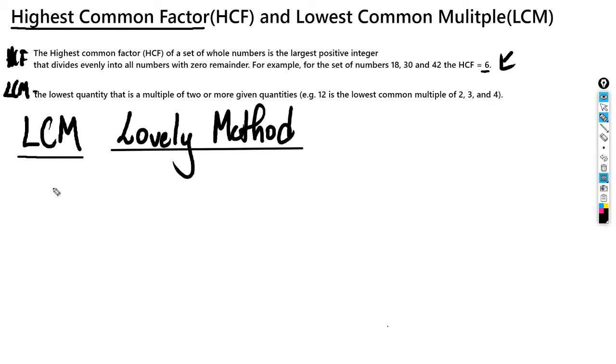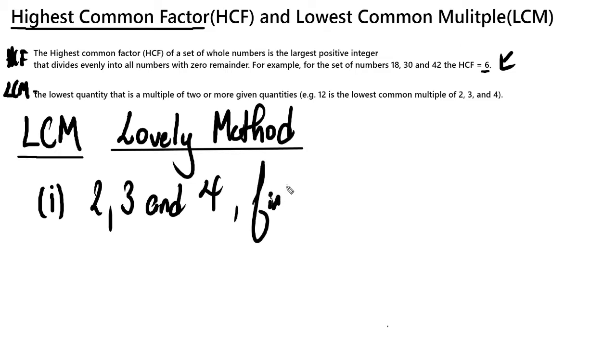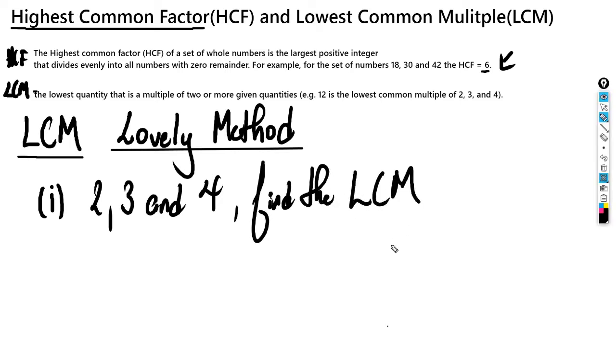Let's use the same example there. Let's say we have 2, 3, and 4, and the question says find the LCM. What we could do is write out all the multiples for 2, and write out all the multiples for 3 and 4, but that method sucks. So we're going to use a lovely method, which is the same type of method that we use for the prime factors. And I'm just going to show you.